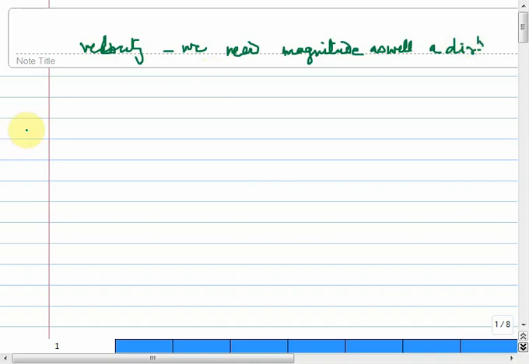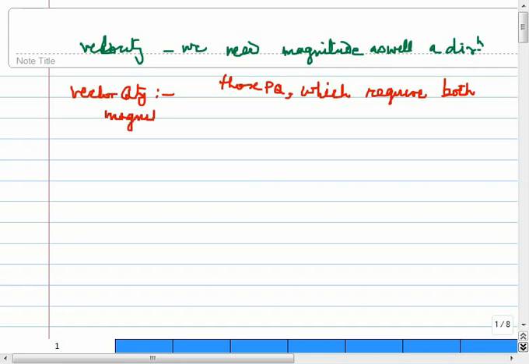So what are scalar quantities? Oh, sorry, vector quantities. Vector quantities are those physical quantities which need both magnitude and direction to be described. So vector quantities are those PQs, PQ means physical quantities, which require both magnitude and direction for describing the PQ. That is called vector quantity.